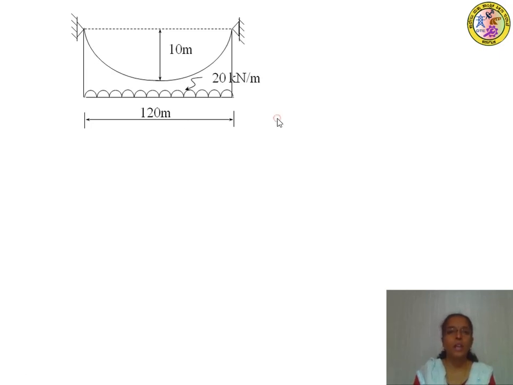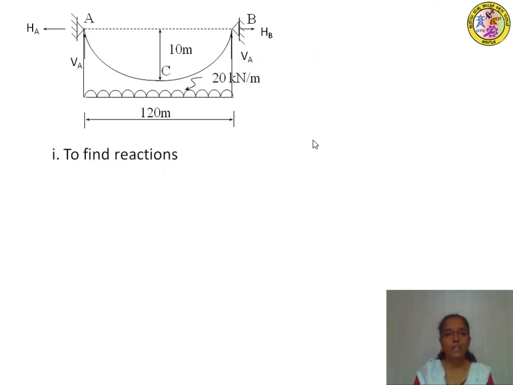Let A, B, C be the points. A and B are the supports and C is the point at maximum sag. This is the maximum sag or dip of 10 meter. Let us mark this point as C. The first step, as usual, is to find the reactive components. To find the reactions, let us assume the reactive components HA, VA, HB, VB in this direction. Next we will go for finding the reactions.